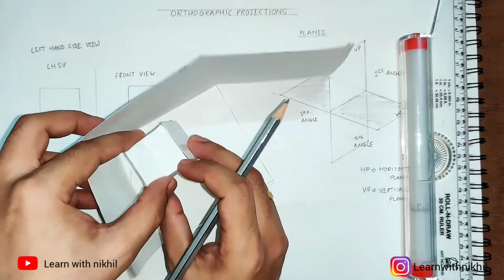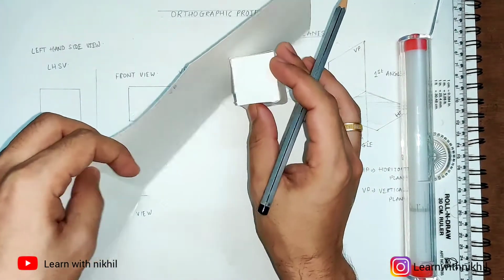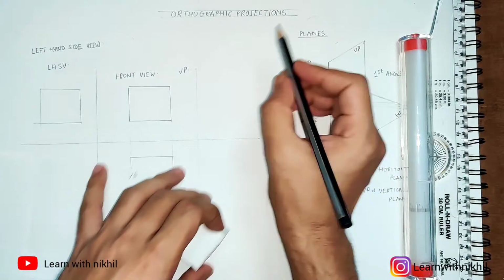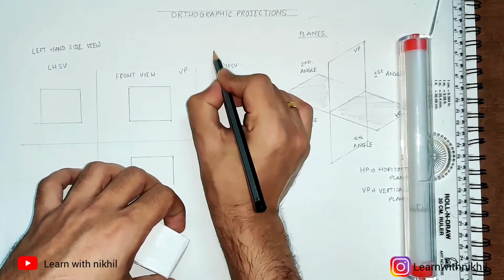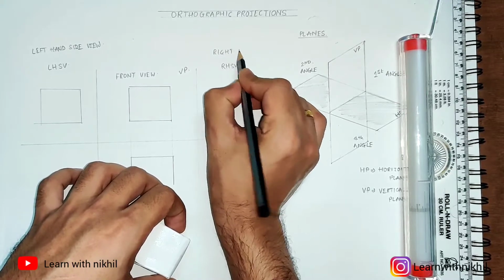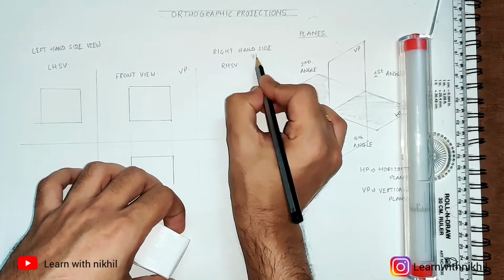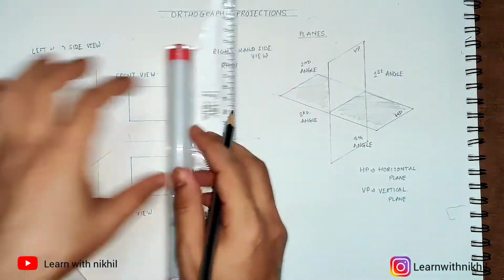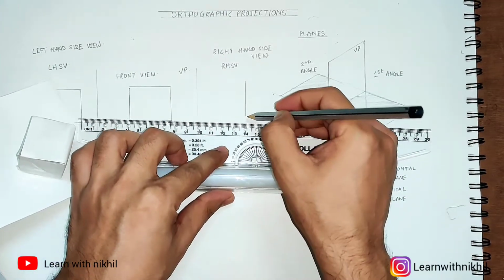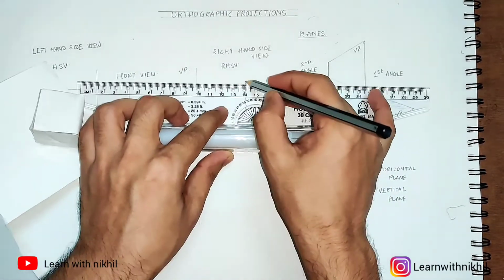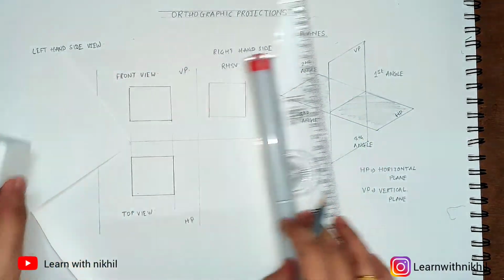Now if we look from the left side, the image will form on the right hand side, and it will be right hand side view, RHSV, that is right hand side view. So if you look from the left side, the image will form on the right side. And again it will be a square. Just remember, it's the opposite. If the projection is from left, image will be on the right, and vice versa.